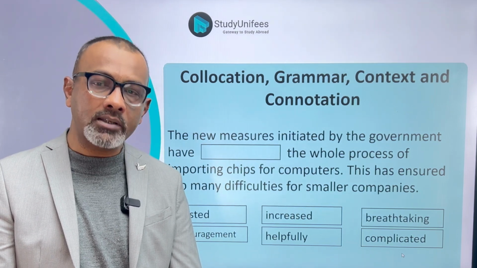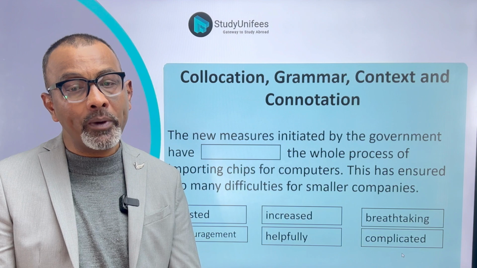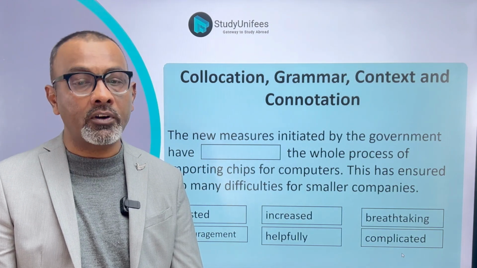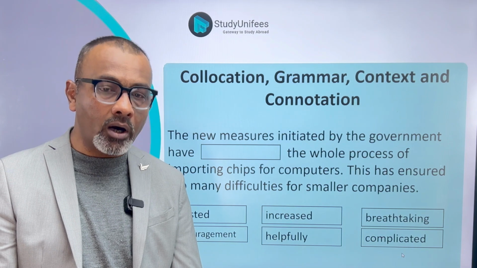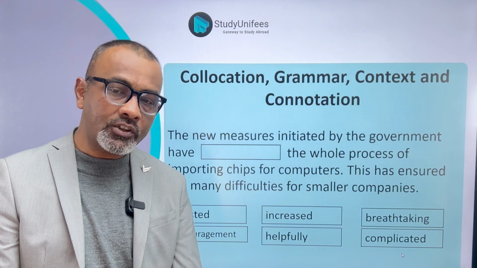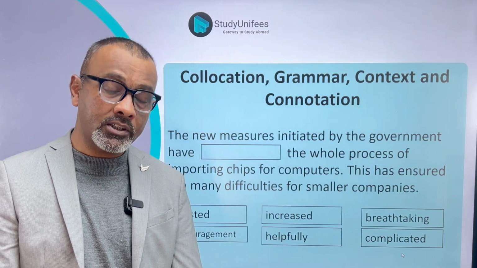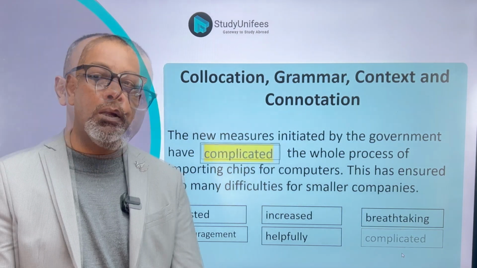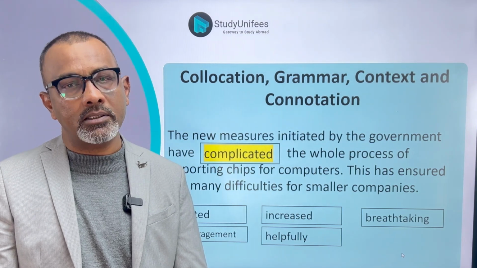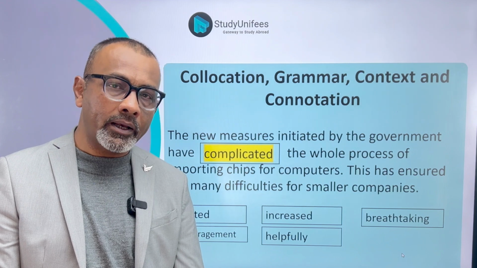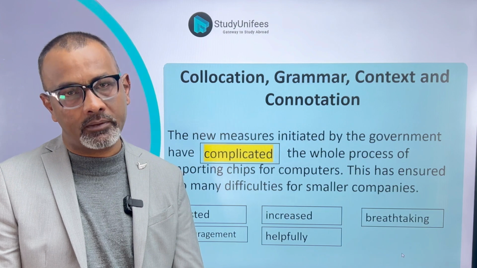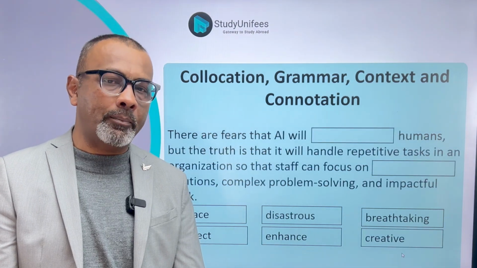The main clue inside the paragraph is "ensured too many difficulties." This gives the blank a very negative connotation. Because assisted and increased are positive, that leaves only complicated, which is a very negative term. So, in this way, collocation, grammar, context, and connotation all play an equally important and massive role in helping you solve this question. Now, let's look at another sample.